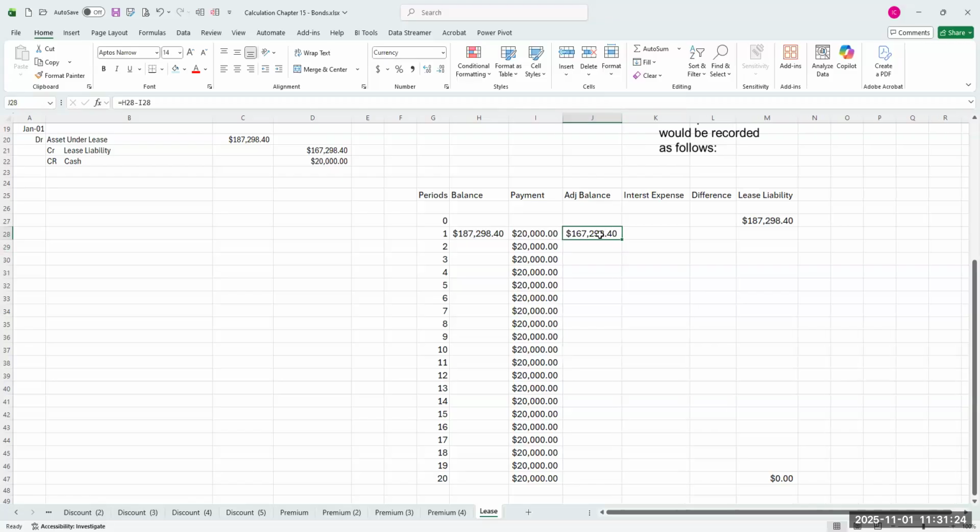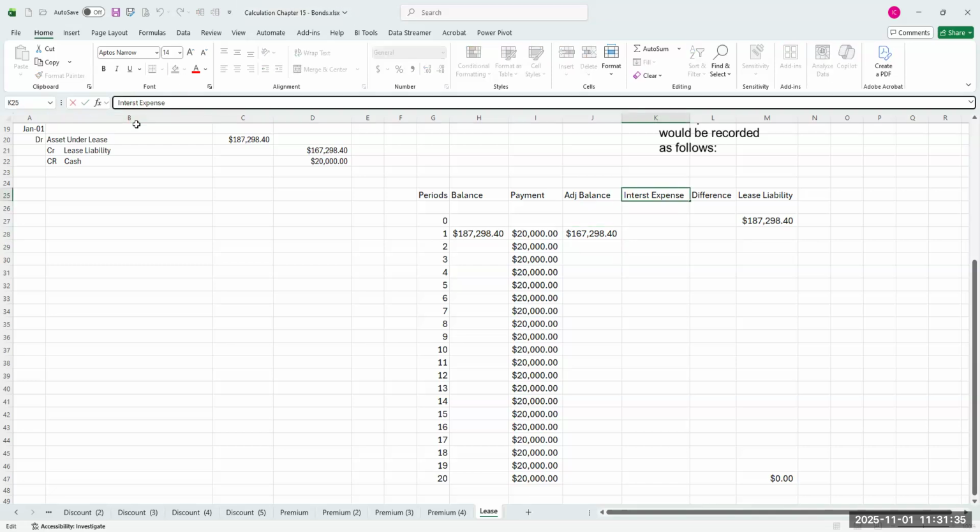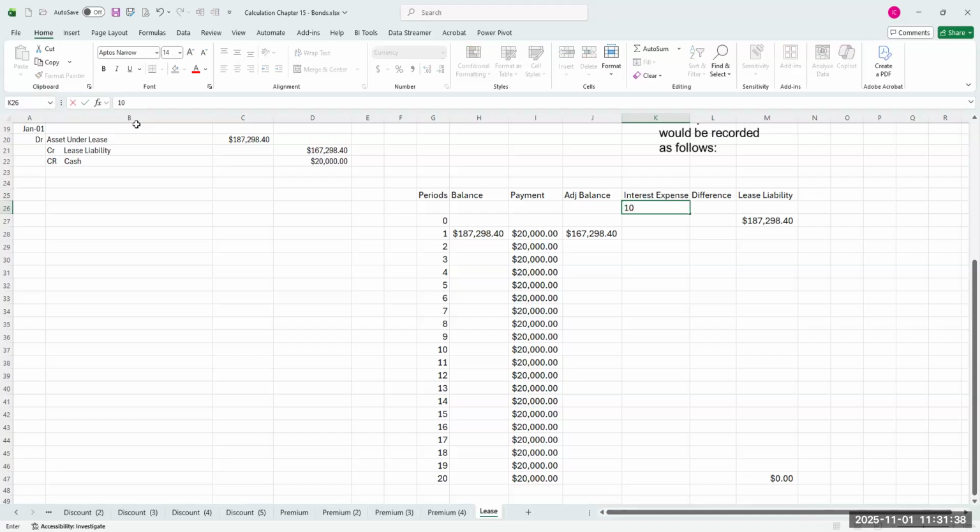Now, on this amount, since that's going to be outstanding from January 1st all the way to December 31st of the first year, we owe interest, which is at 10%. So I have to calculate how much the interest is. That will be this amount times 10%, and I'm going to lock those 10%. And that's my interest the first year. Now, difference, I don't think I need this column, but let's leave it for now.